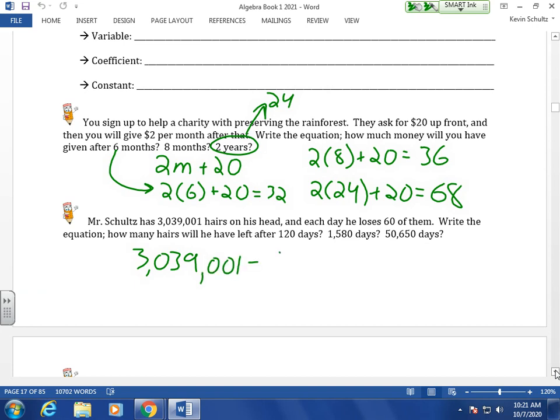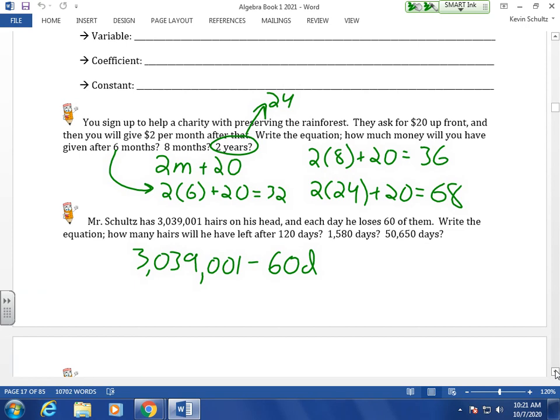3,039,001 minus 60, and then whatever variable you want to use. D for days seems to make sense. Okay? 3,039,001 is our constant, right? Because that's where we're starting. Okay? That's what I currently have.